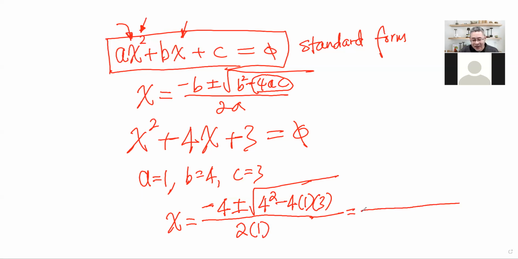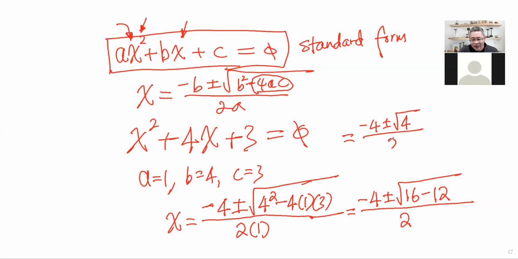So what we got here is negative 4 plus minus the square root of 4 squared, which is 16, minus 4 times 1 times 3, which is 12. And then we got 2, and that will give us negative 4 plus minus the square root of 16 minus 12, which is 4. And we know the square root of 4 is 2. So we got negative 4 plus minus 2 over 2. Good.